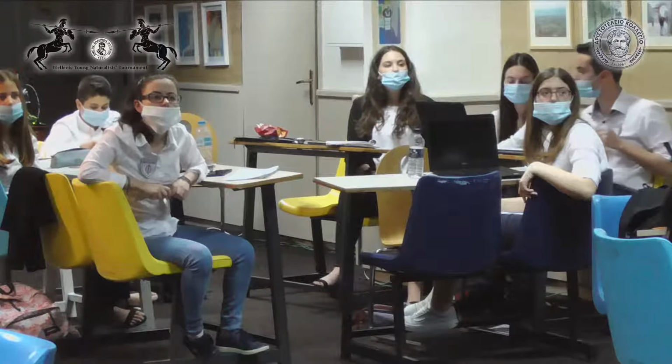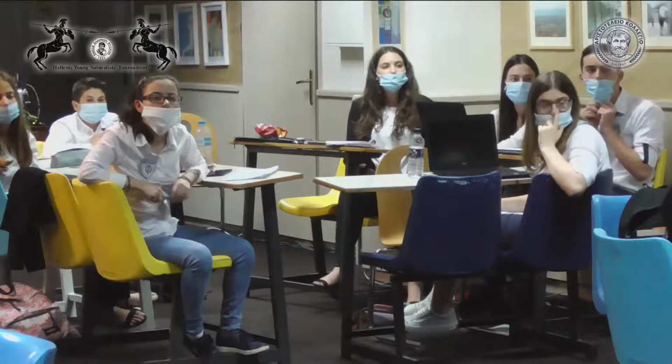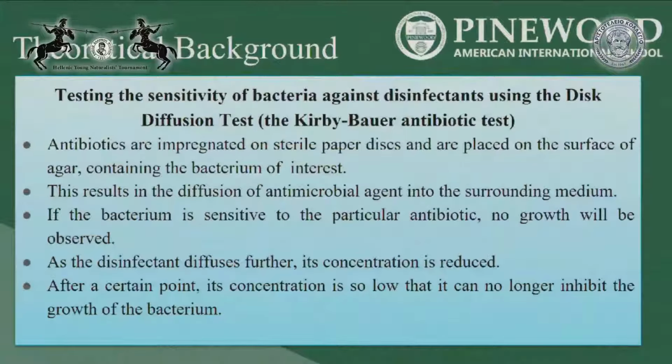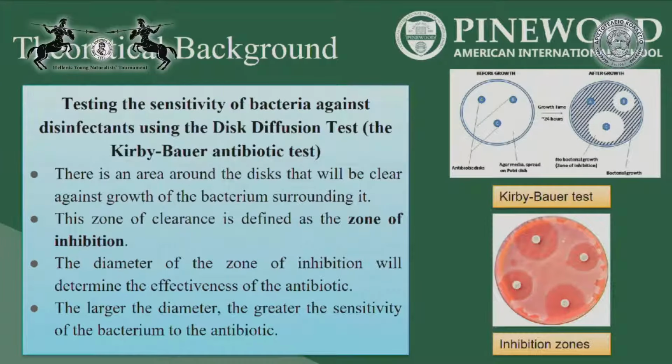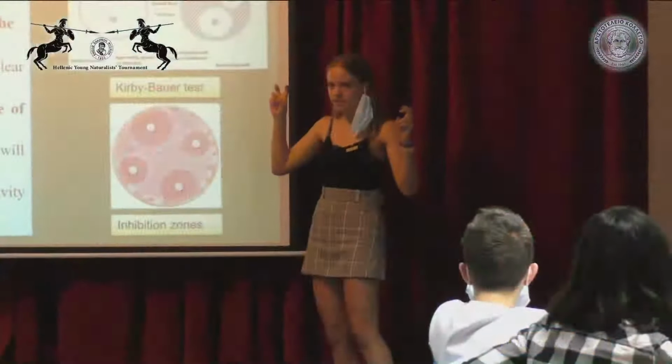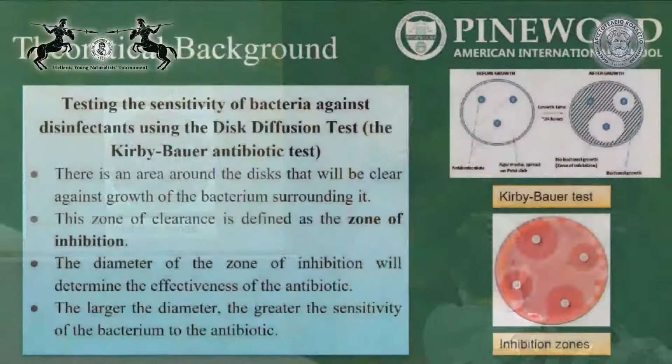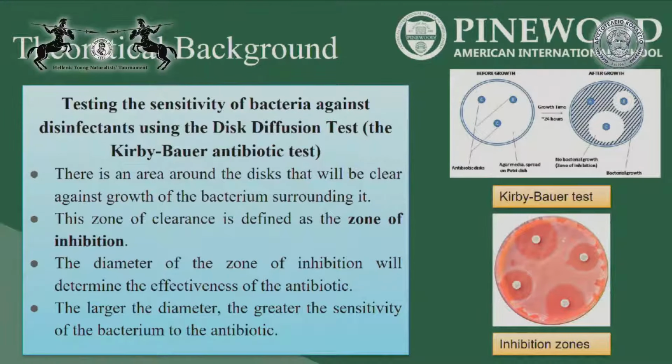Our test was guided by the theory of the Kirby-Bauer antibiotic test, which states that the bacteria are spread around a petri dish, and a disinfectant is added upon them. The disinfectant spreads out to the bacteria, creating an inhibition zone, which is the area in the petri dish where the bacteria is dead, as in not alive. Thus, the disinfectant is efficient and the bacteria is killed.